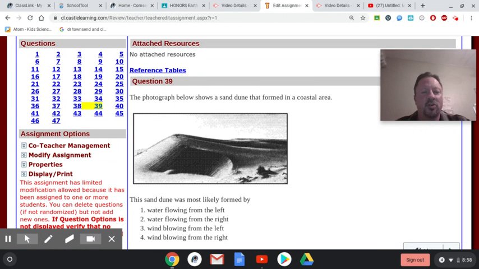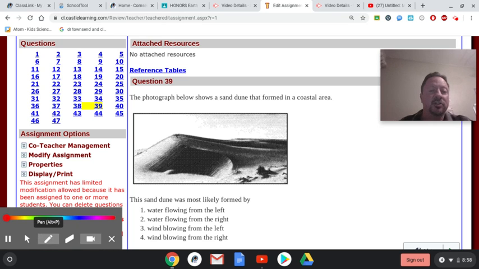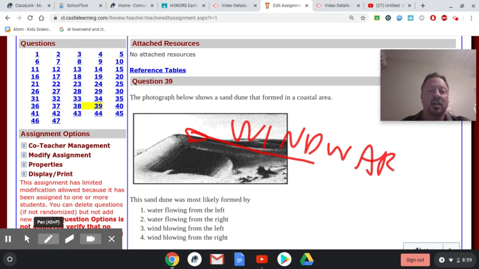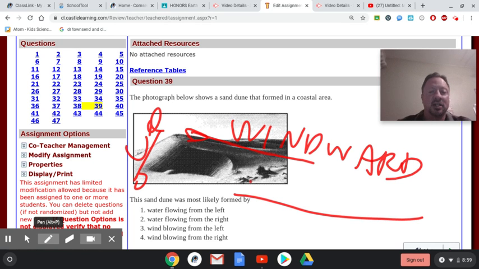Okay, sand dune. What are sand dunes formed by? Well, sand dunes are found where? In the desert. Usually see a lot of water in the desert? I don't think so. So it's definitely not going to be 1 or 2. So then that leaves us wind. Now, is the wind coming from the left or from the right? We always said that the gradual slope is the windward side. So that is our windward side. And then the steep slope would be the leeward. So this would be wind blowing from right to left. Okay.